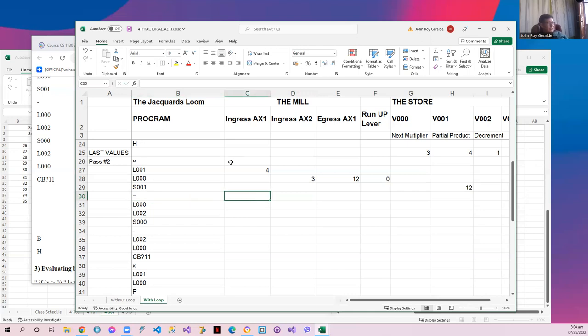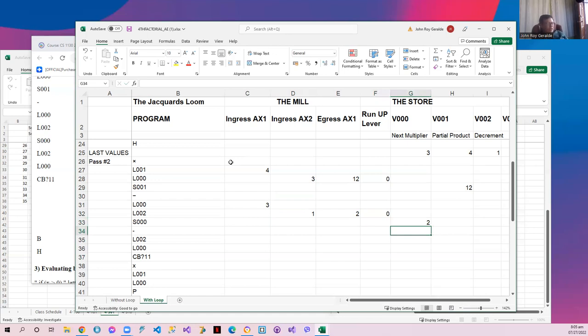And then we compute the next multiplier, minus L, 0, 0. What is 0, 0? 3, that's correct. L, 0, 0, 2 remains to be 1. So 3 minus 1 is 2. So the run-up lever is 0. Okay, and then we store this to 0, 0. This will be our next multiplier, which is 2.